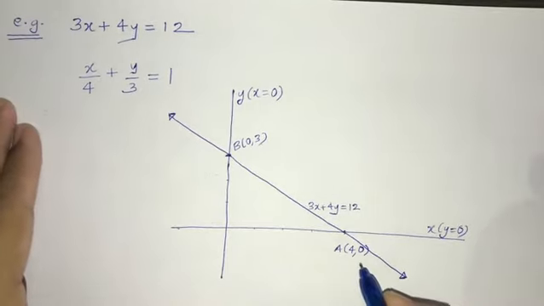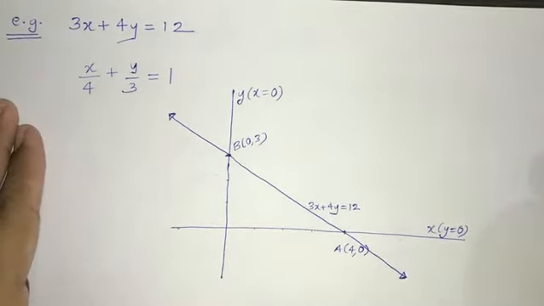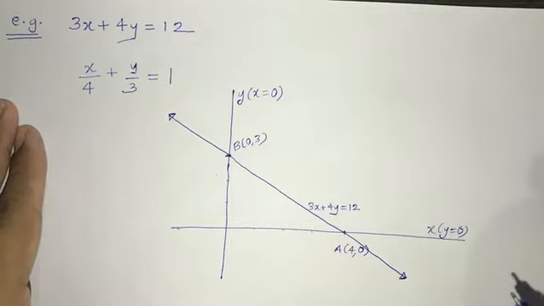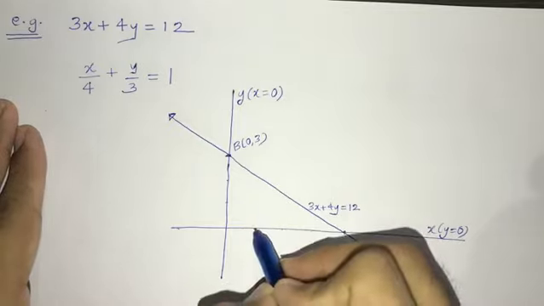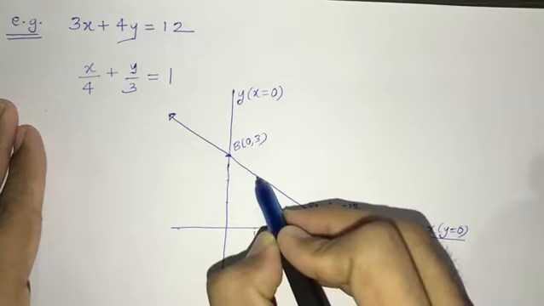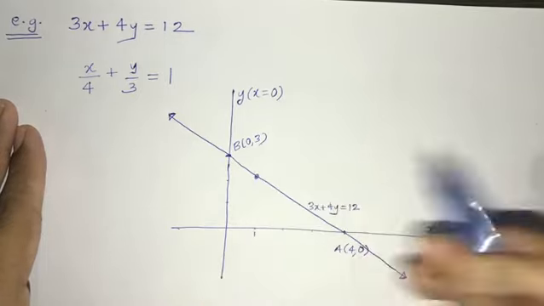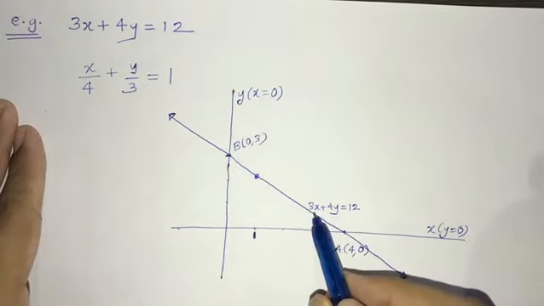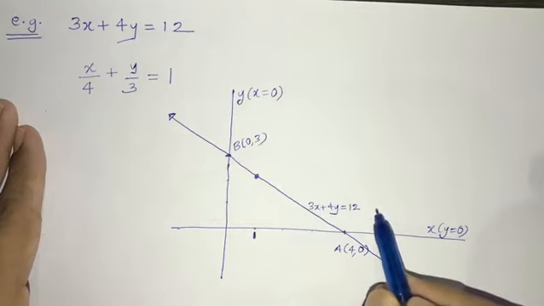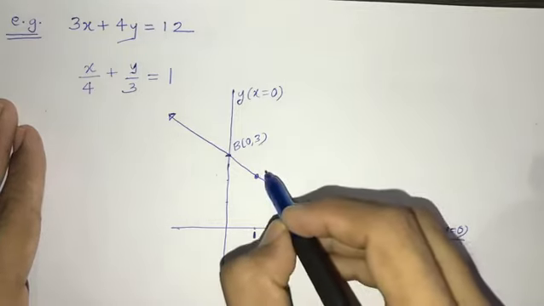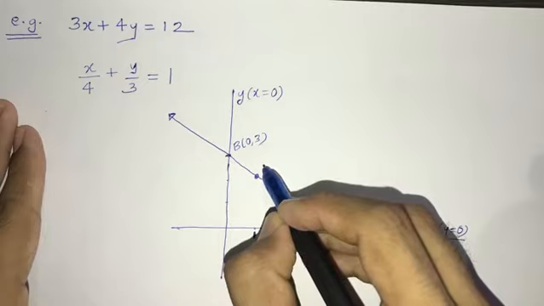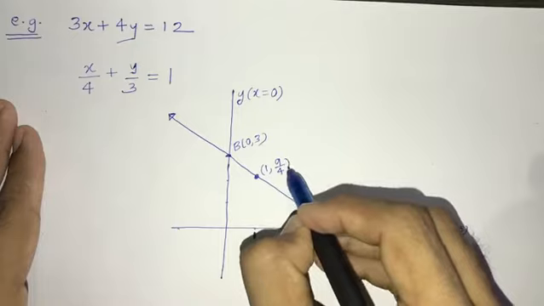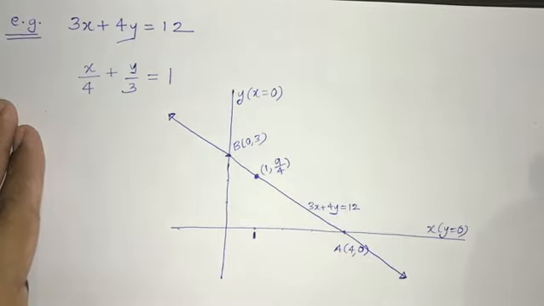See, (4, 0) will satisfy the equation. Obviously, (0, 3) lies on the line and will satisfy the equation. If I want a point on the straight line, I'll be putting x coordinate as 1. When I put x as 1, this 3 goes there, becomes 3. So 4y is 9. So we get (1, 9/4). That is also a point on the straight line.